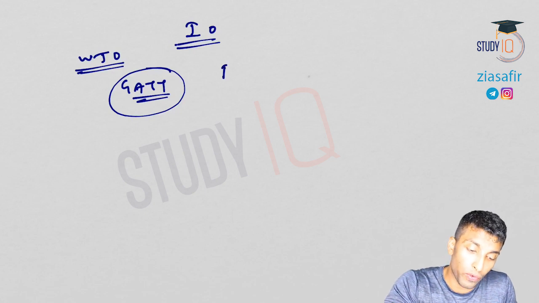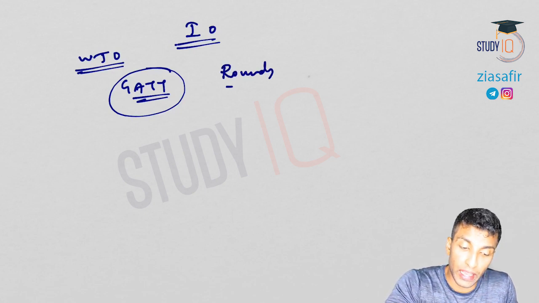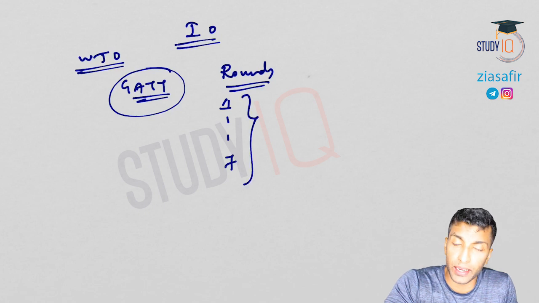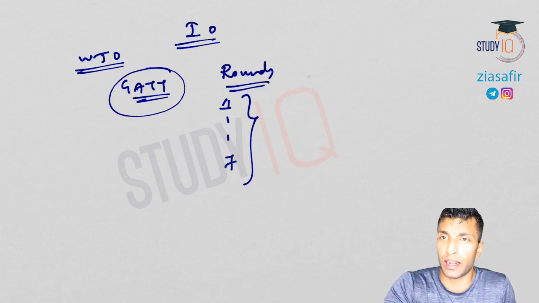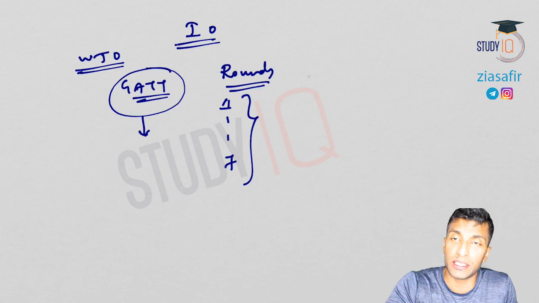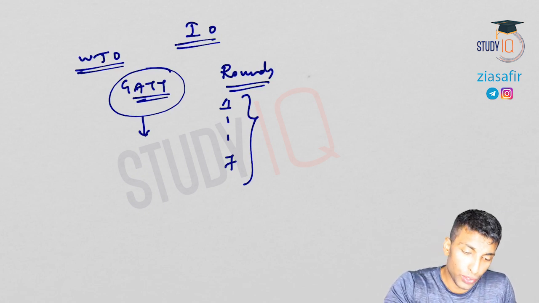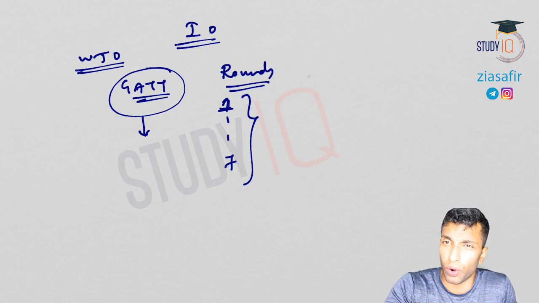Then we have discussed various rounds of GATT. Okay, so we have seen the first 7 rounds were all related to the objectives of GATT. What was the objective of GATT? It was basically to promote world trade by reducing the trade barriers. So the first 7 rounds were all about discussions related to reduction of tariff barriers to promote trade.